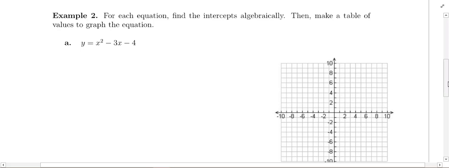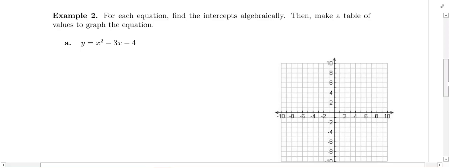Then we're going to make a table of values to get some additional points on the graph so that we can complete our graph. That way, when we get to symmetry and we work with the same 4 equations, we can just flip back to the picture when we talk about the symmetry of each equation. So that's why we're going the extra step and also graphing in addition to finding the x and y intercepts.